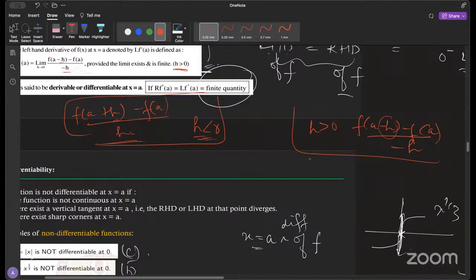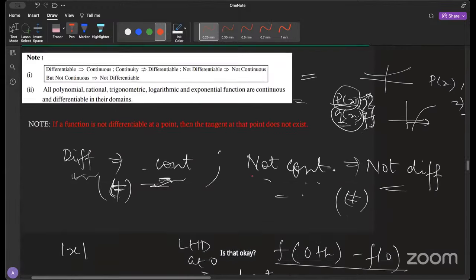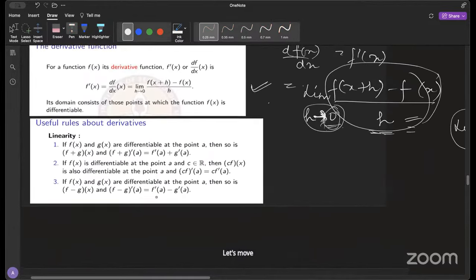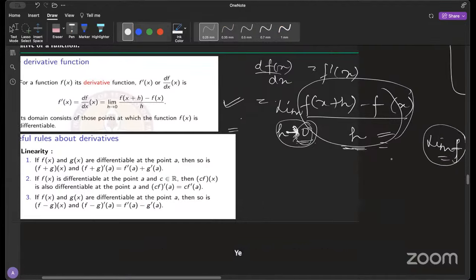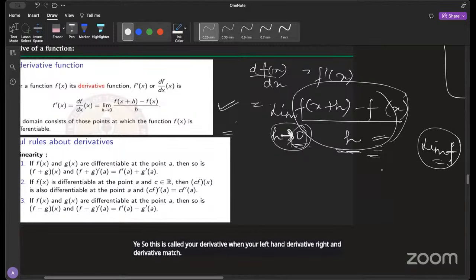Is that okay? Okay. Let's move on. What was the last thing that we were doing? Yes, this is called your derivative. When your left hand derivative and right hand derivative match, then that's called your derivative, and it should be finite, right?